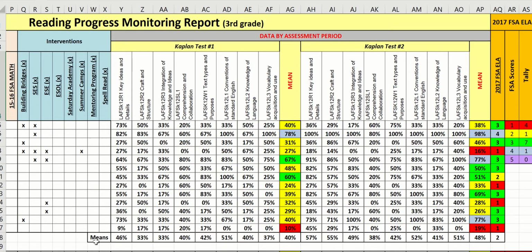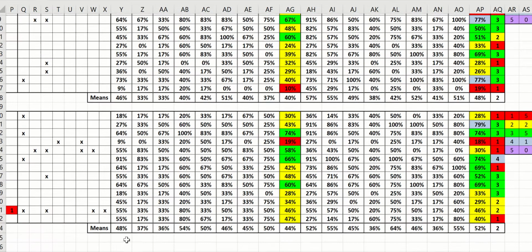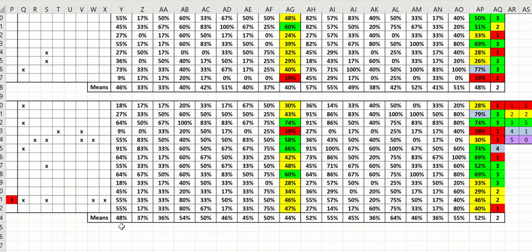Now, down here on the bottom, this shows the class mean for each of the standards. So for key ideas and details, this first class has a 46% mastery. And then this second class has a 48% mastery.